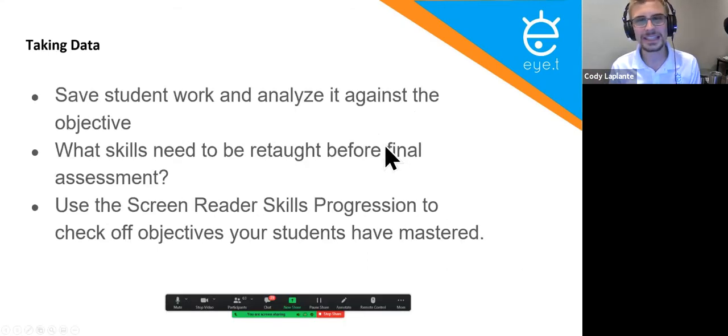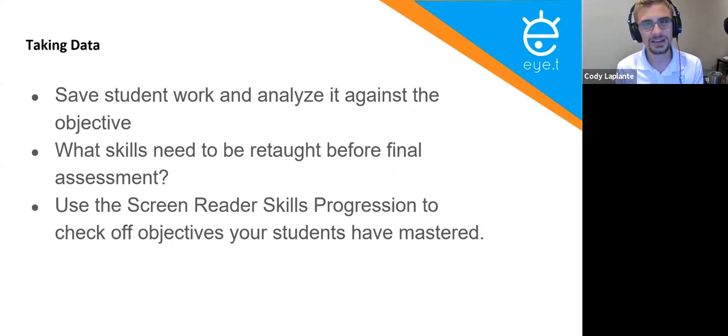So before we end today, I want to talk a little bit about taking data, and you're like, oh no, here's where it gets terrible. Well, we've done all of these practice activities that are task oriented. All you have to do to take data on this is just to save student work and analyze it against the objective. So if they did a Mad Libs, or they replace the words in a story with silly words, you just have to save that and say, okay, this is student work, right? That's data. And then all you have to think about is what skills need to be retaught before the final assessment, which is, of course, what we're going to do in part 4.